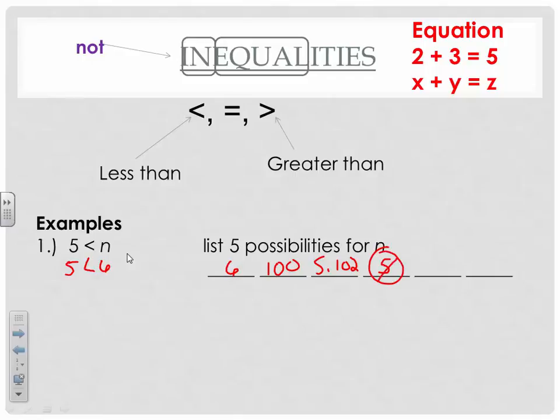Could I put 5 itself? No, I could not. That would say that 5 is less than 5. That is not true. Okay, could I put 4? I could not put 4. 4 is not greater than 5. So that does not work. So this says to list 5, we only listed 3. So I'm going to put 12, and I'm going to put 1,000.